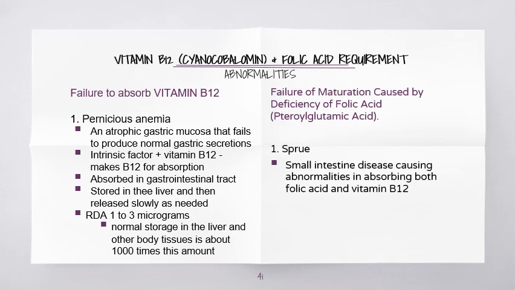The sources of your vitamin B12 is or are... Oh, sorry, I didn't include it here. These are stored in the liver and released slowly as needed. And this is what I've mentioned earlier. The RDA is only 1 to 3 microgram. So normal storage in the liver and other body tissues is about 1,000 times of that. So when you stop eating vitamin B12 rich foods, you could survive without having megaloblastic anemia for years. But with folic acid, that's a different thing.